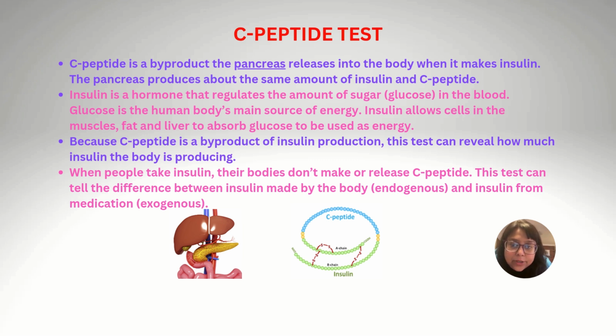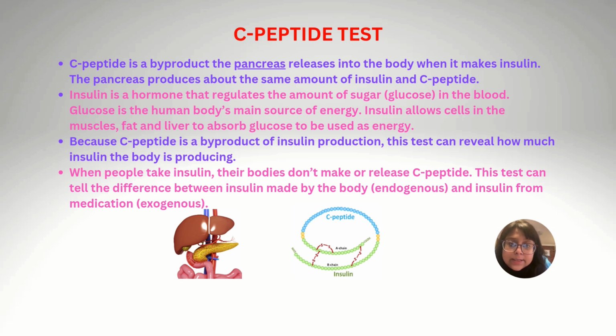C-peptide is a byproduct of the pancreas which releases into the body when it makes insulin. The pancreas produces about the same amount of insulin and C-peptide. Insulin is a hormone that regulates the amount of glucose in the body, and glucose is the body's main source of energy. Insulin allows cells in the muscles, fat, and liver to absorb glucose to be used as energy.